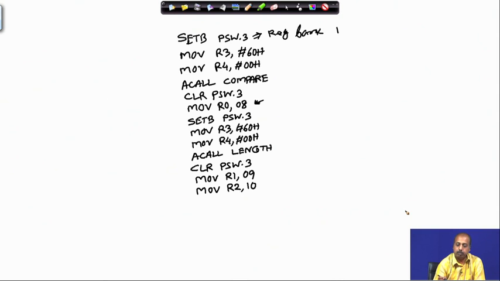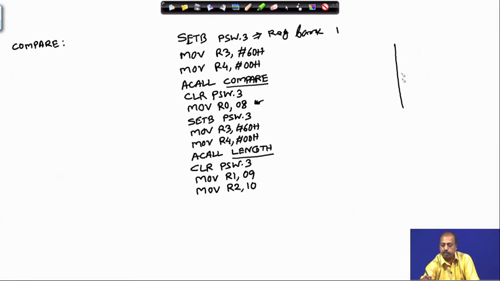Now, I have to write down the routines for this comparison and this length. So, these two routines are to be written. First we try to write the routine for compare. The compare routine will be like this. First, R3 and R4 are actually pointing to memory location 6000. If this is your memory and this is the address 6000, then that R3 R4 pair is pointing to this one.